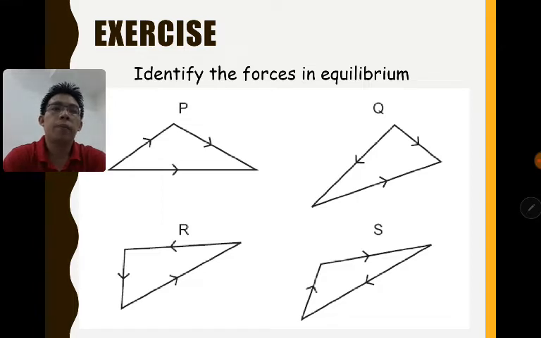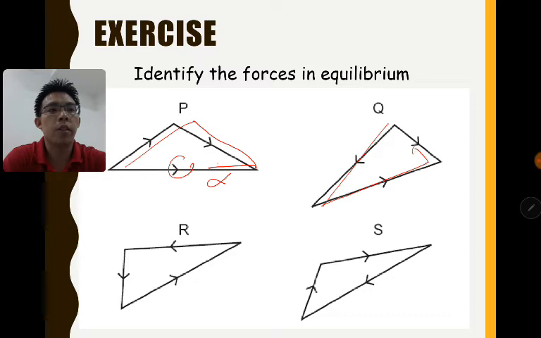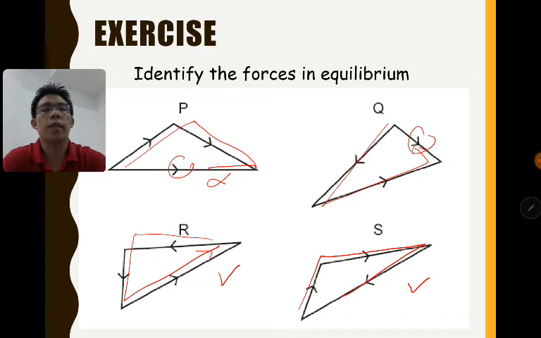One more. You can pause the video to find out. Okay, let's look at P. P is here, then goes down, then goes here, so this is wrong. Q, this goes here, then goes here, this is wrong. R, this one here, this one here, and this one here, so this is correct. S, this one here, here, then here, so S is also correct. So R and S are at equilibrium.